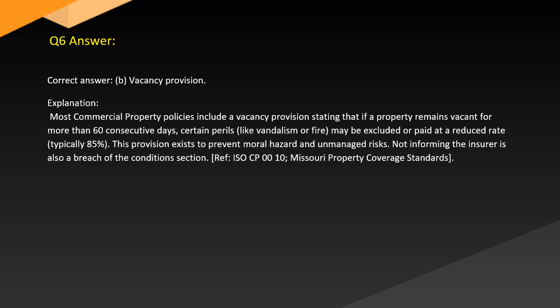Explanation. Most commercial property policies include a vacancy provision stating that if a property remains vacant for more than 60 consecutive days, certain perils like vandalism or fire may be excluded or paid at a reduced rate, typically 85%. This provision exists to prevent moral hazard and unmanaged risks. Not informing the insurer is also a breach of the conditions section. Ref. ISO CP 00 10 and Missouri Property Coverage Standards.